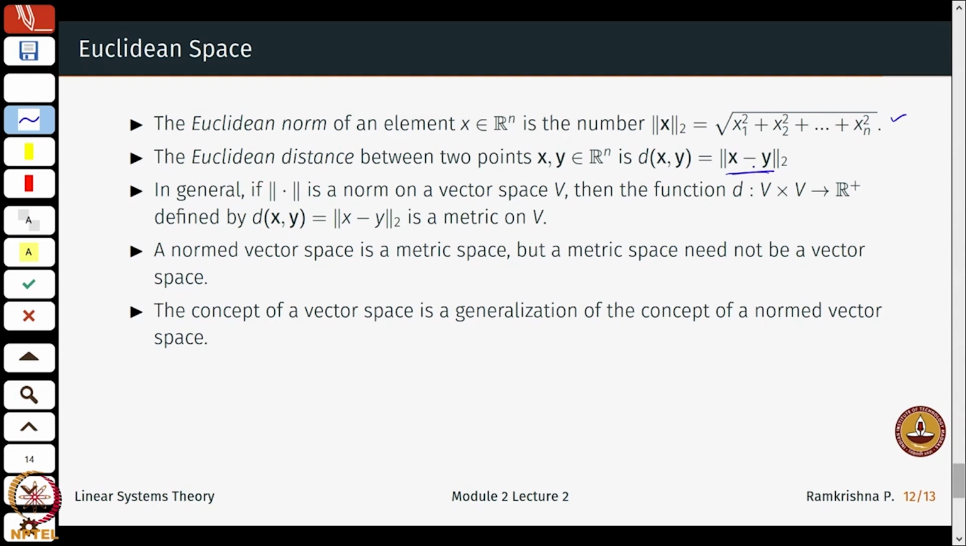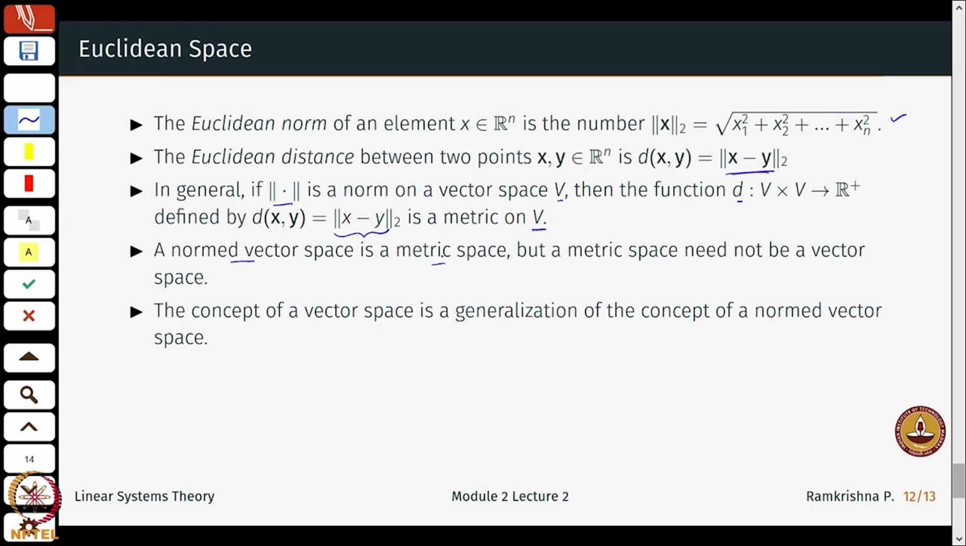We can say something in general based on these observations: if I define a norm on a vector space V, then the function d, defined as d(x, y) equal to the norm of x minus y, is a metric on V. So, I have the notion of a norm, and from the notion of a norm I can define a metric on V. Therefore, I can say in general that a normed vector space is a metric space, but a metric space need not have the same properties.